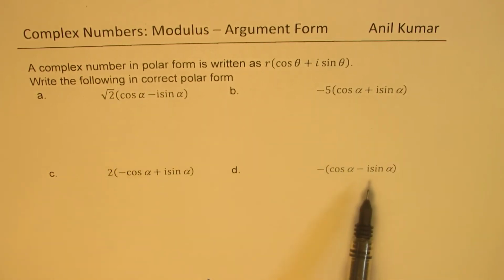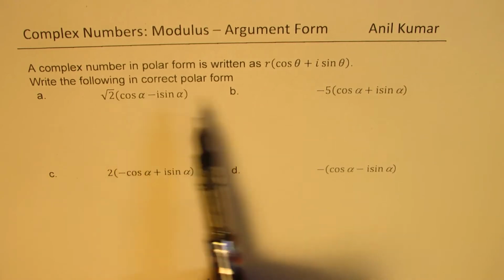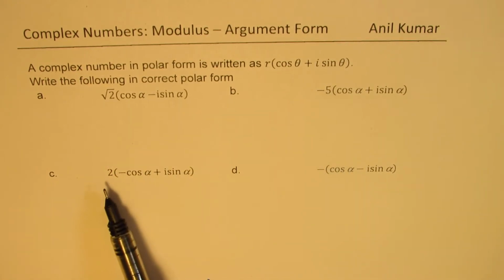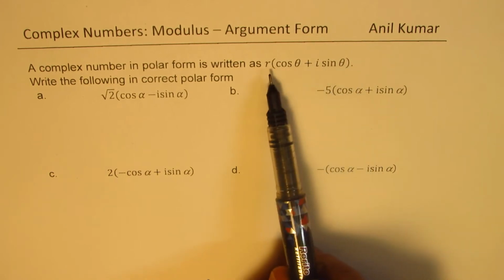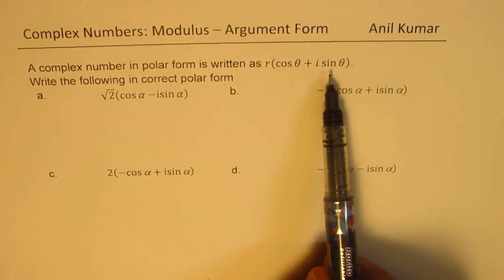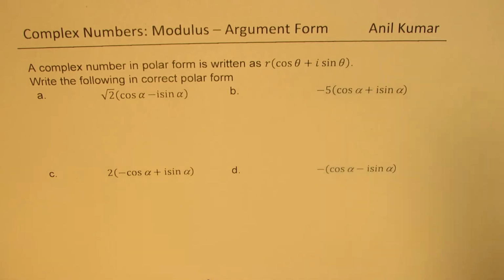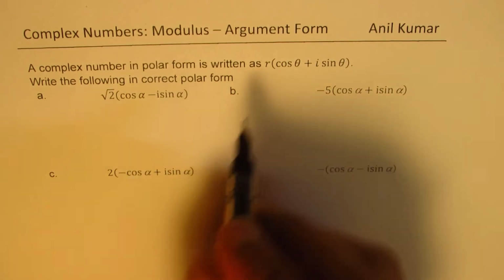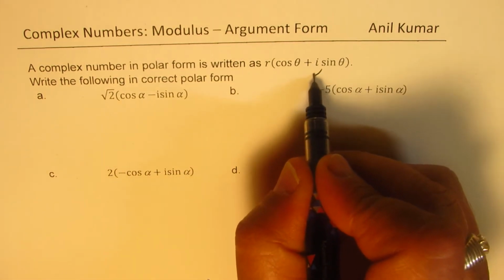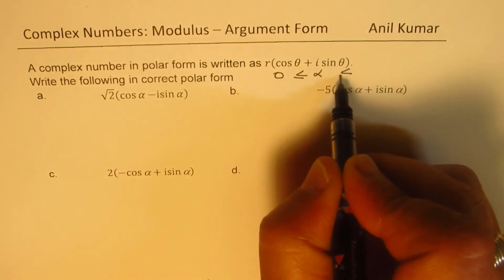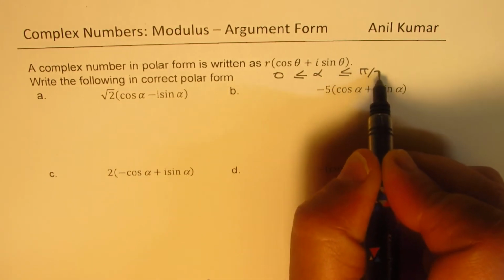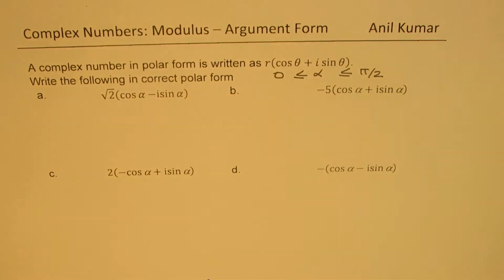Now, these four questions, you will notice that a negative is there somewhere or the other. You have to write in this form, r cos theta plus i sin theta. There is no negative here. Here, when we are saying alpha, you should take alpha as something which is between 0 radians and pi by 2. So alpha is the acute angle.